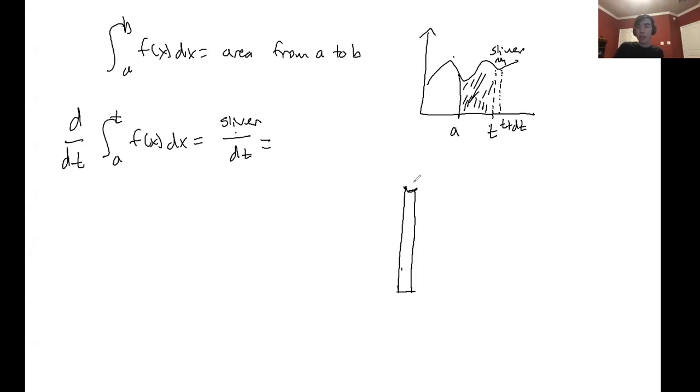In fact, we're going to treat this exactly as a rectangle. This will be f of t. This over here will be dt. And any curve here will be negligible because dt is so small, this is essentially a rectangle. So the sliver area is actually f of t times dt. Then when we divide out by dt, these things cancel out, and you just get f of t.